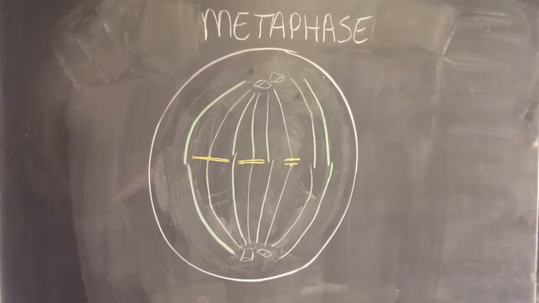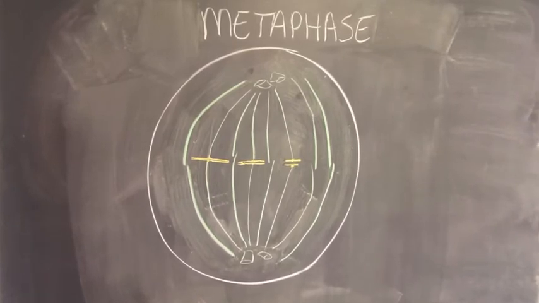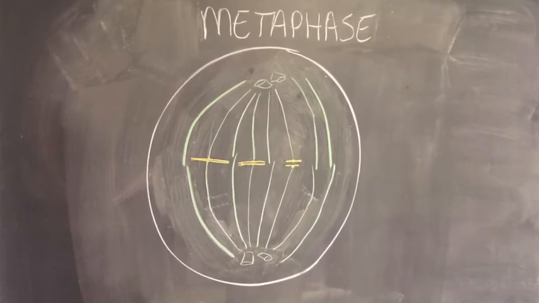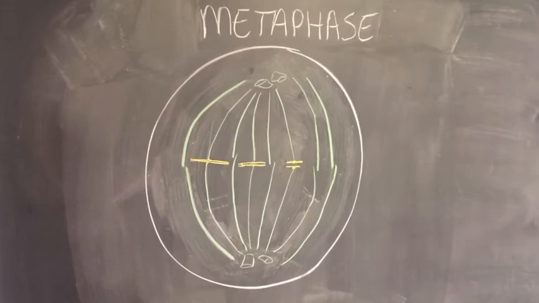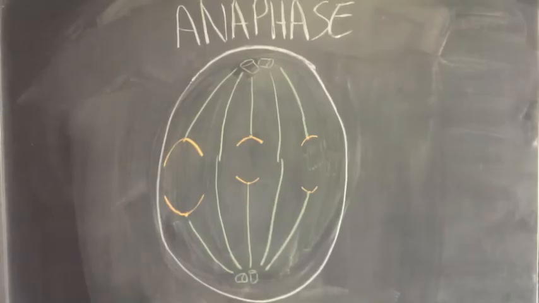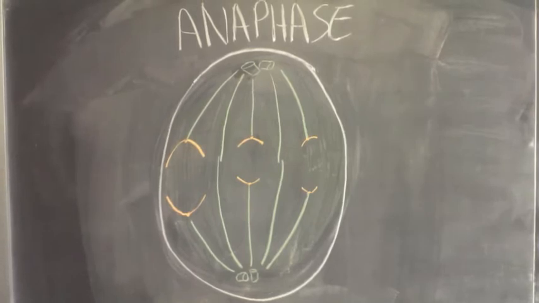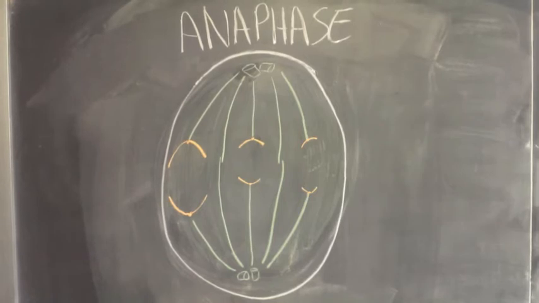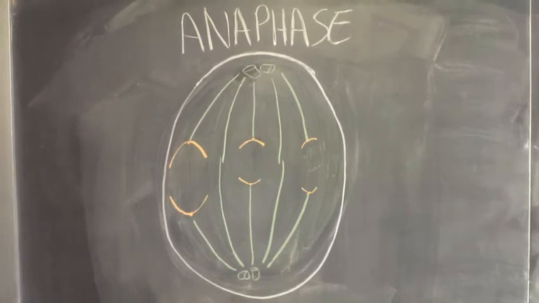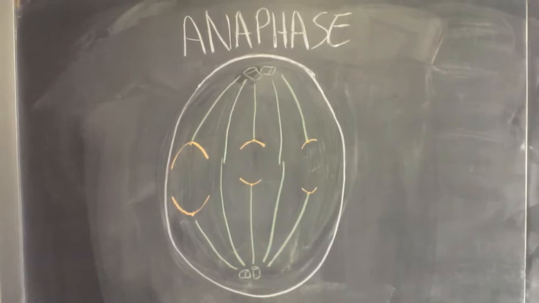Next, in metaphase, the spindles form and chromosomes take position along the metaphase plate in the center of the cell. Each double-stranded chromosome is attached to a microtubule at its centromere. In anaphase, the centromeres of each chromosome separate, and the amount of chromosomes in the cell is doubled as a result.